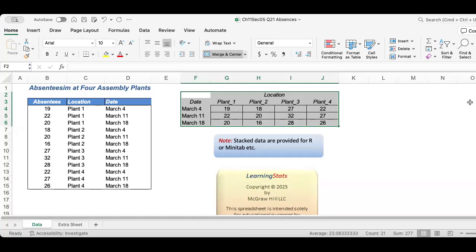Page 433, problem number 21. Concerned about Friday absenteeism, management examined absenteeism rate for the last three Fridays in 4 different plants. Does this sample provide sufficient evidence to conclude there is a significant difference in treatment means? Okay, wait a minute. What is this problem asking?